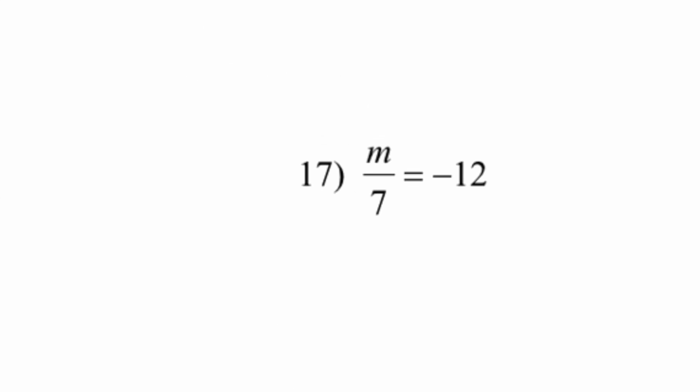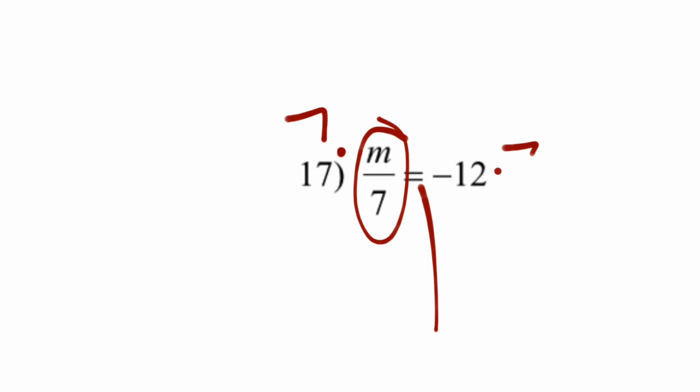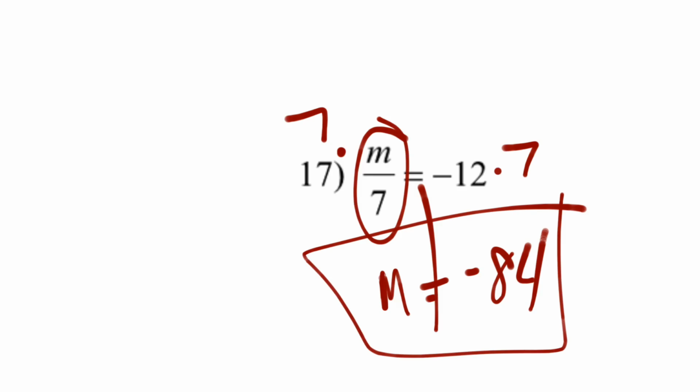So, look at 17. I circle what I'm solving for. I drop my line. When I read inside that circle, it says m divided by 7. Correct? Correct. How do I undo divide? I multiply. Multiply by 7. Multiply by 7. And I have m equals -84. And is -84 divided by 7 -12?